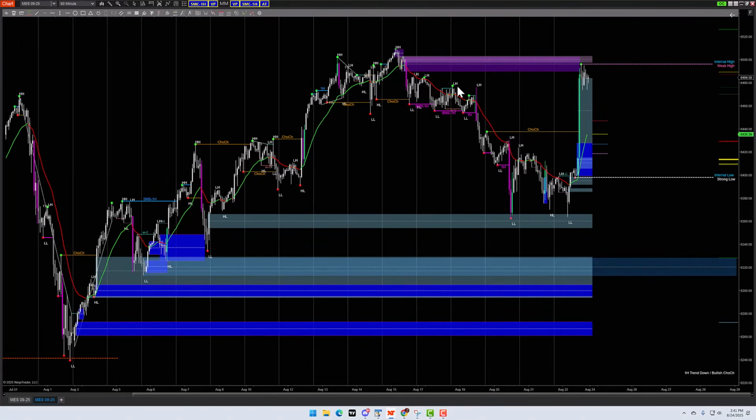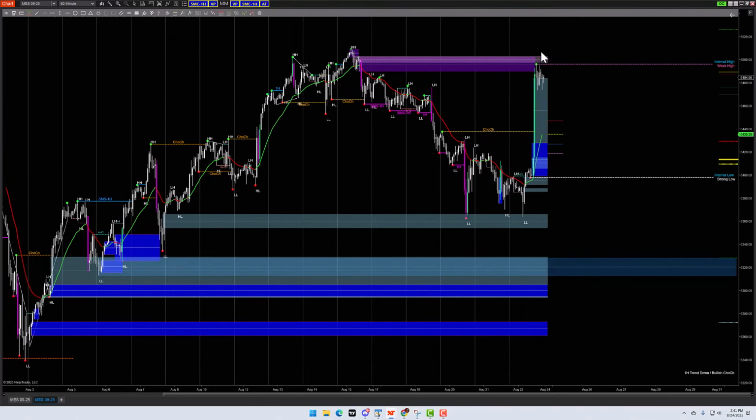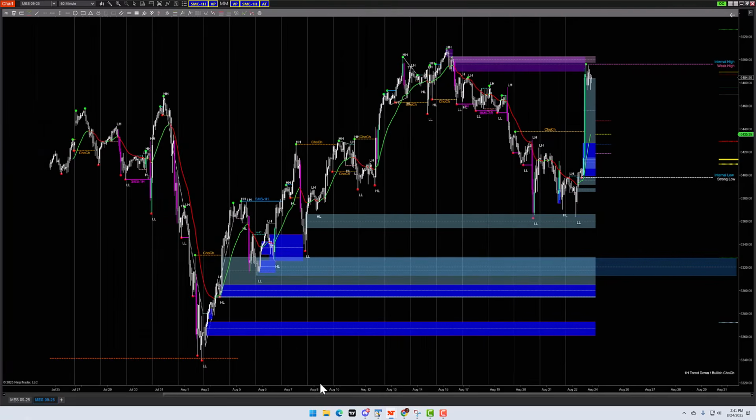Swing, retrace, lower high, lower low, lower high, lower low, lower high, lower low, lower high, higher low, lower high, lower low, right? Then launch. Okay, so if I pull this back here, we're working off of the last sweep low.